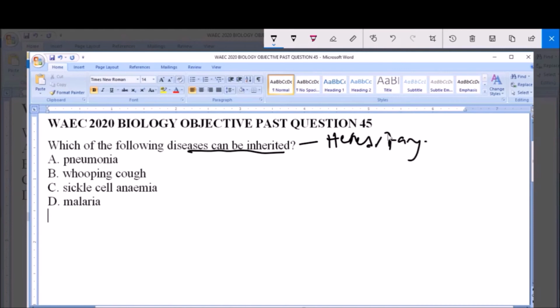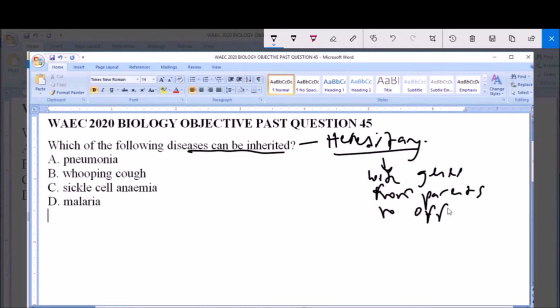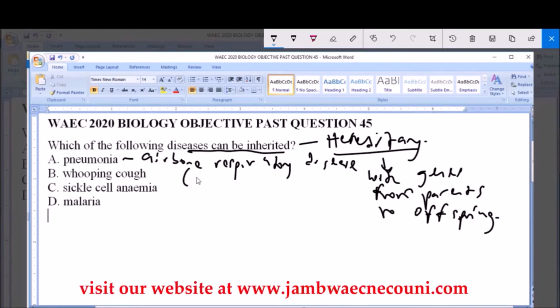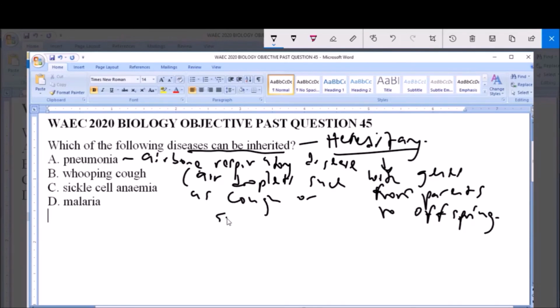So when a disease is hereditary, that means the disease is transmitted with genes from parents to offspring. Now let's look at which of the diseases is hereditary. Pneumonia is an airborne respiratory disease. That means it is transmitted via air droplets, such as from coughing or sneezing. So that is how pneumonia is transmitted.